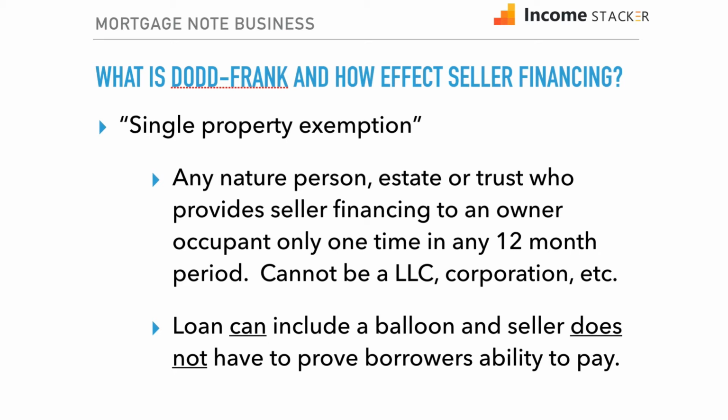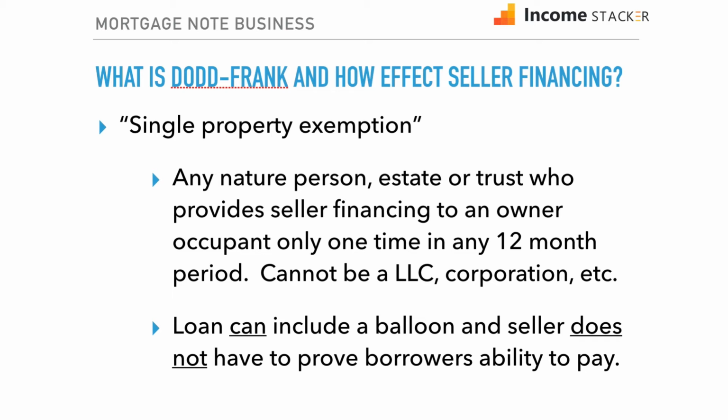This cannot be an LLC, corporation, partnership, or something like that. So, for example, if I own the property in an LLC, I couldn't have this single property exemption. Second, the loan can include a balloon, whereas you're going to see in most of the Dodd Frank, you cannot include a balloon, but in this case, you can include a balloon, and the seller does not have to provide or prove the borrower's ability to pay.